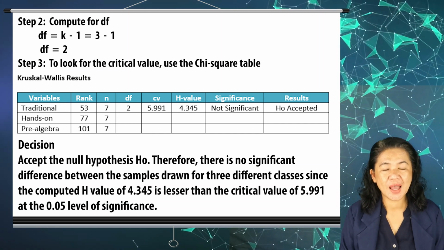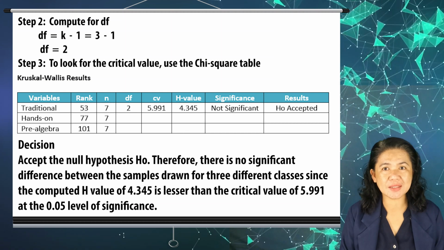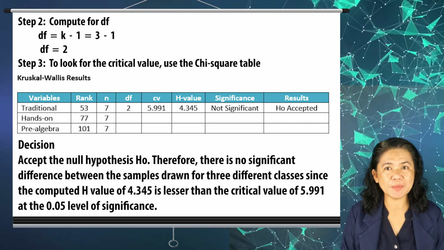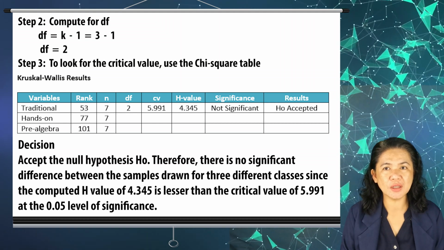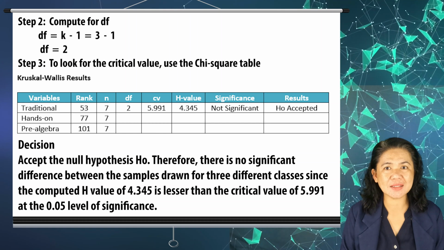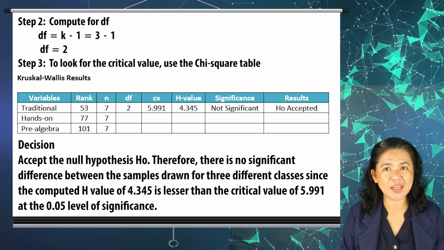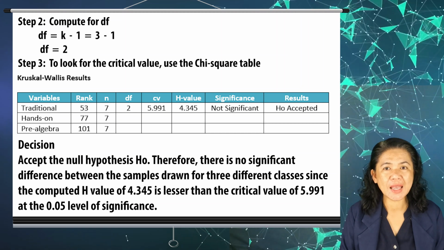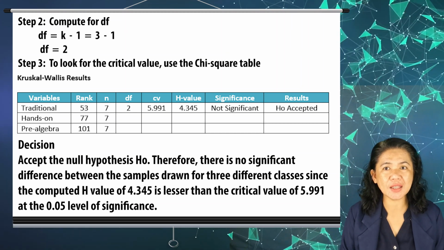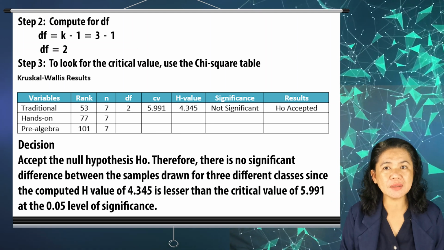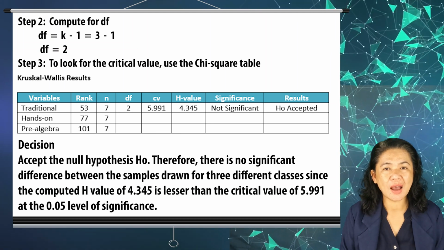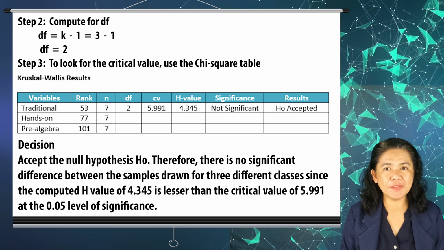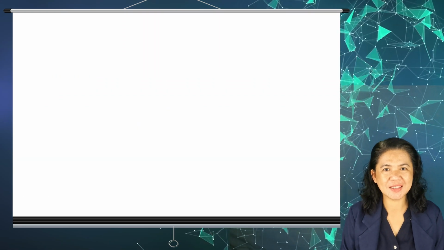Decision: accept the null hypothesis. Therefore, there is no significant difference between the samples drawn for the 3 different classes, since the computed H value of 4.345 is lesser than the critical value of 5.991 at the 0.05 level of significance.